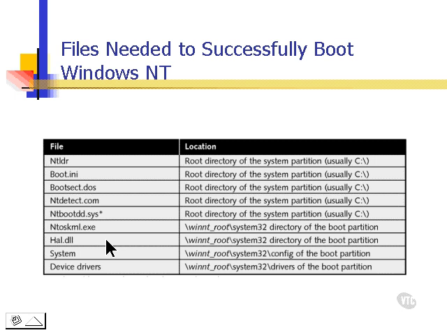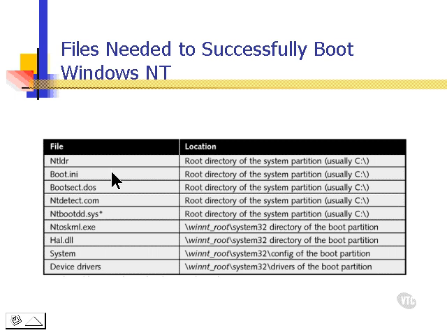hal.dll. HAL stands for Hardware Abstraction Layer, and what it does is it fools NT into thinking that MIPS and Alpha and PowerPC devices are Intel devices. In other words, it hides the differences and allows NT to work on more than one platform. Also, system and device drivers are required to successfully boot Windows NT.